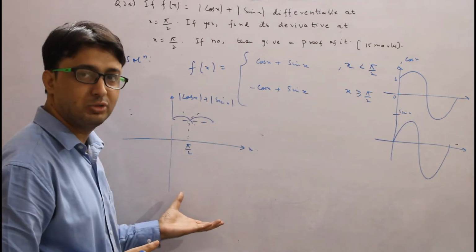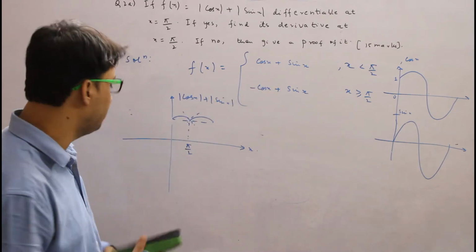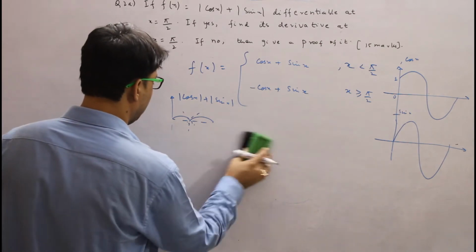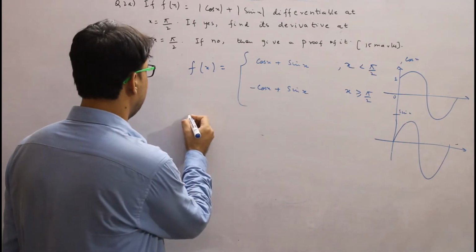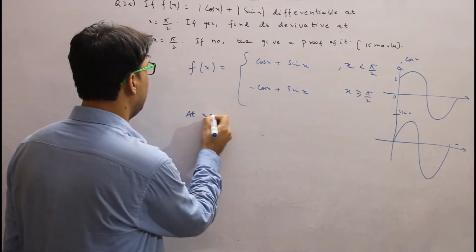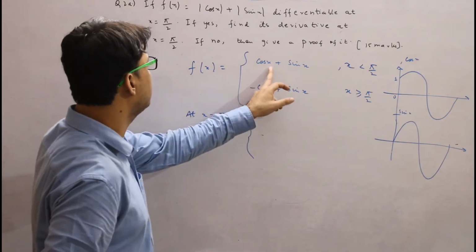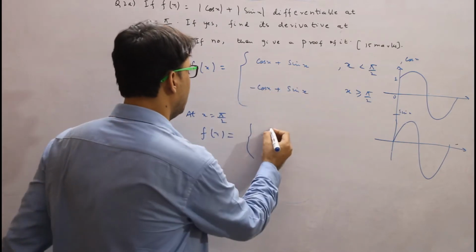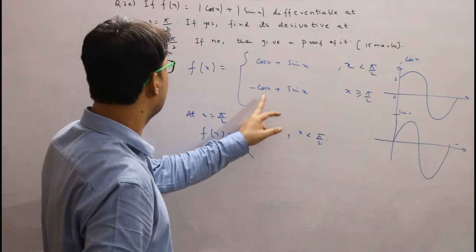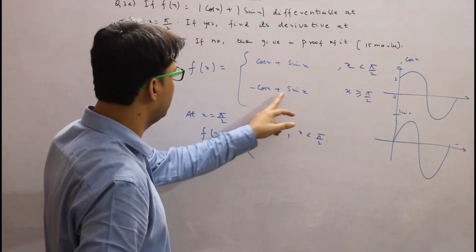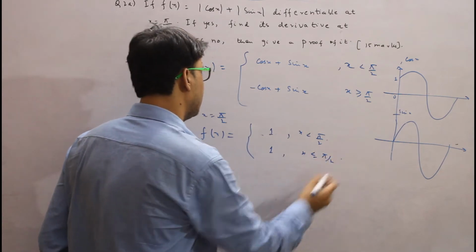Now this is the graphical approach that I have said, but I am also going to write it analytically. For any function to be differentiable, we must know whether it is continuous or not. So we will check its continuity. If we take this point at x equal to pi by 2, then we can write the f of x value. Cos pi by 2 is 0, sin pi by 2 is 1. So we can say that yes, it is continuous.